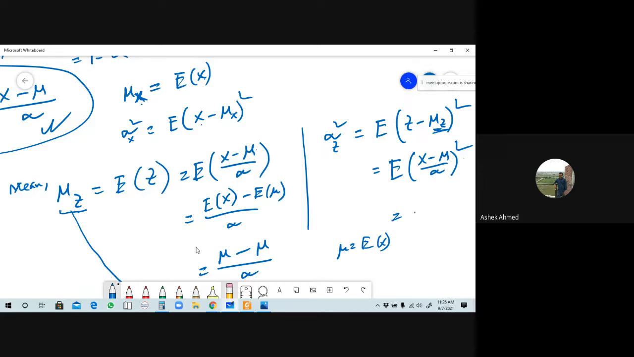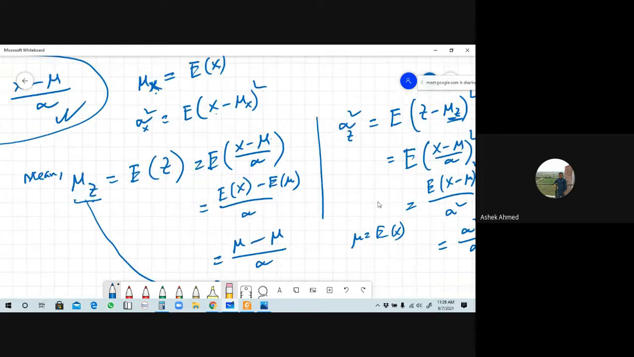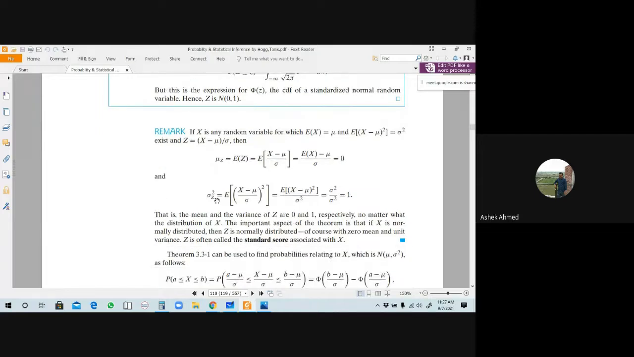Okay, so the new denominator will be sigma square and the numerator will be the expectation of x minus mu whole square. Okay, so from here we can say that the expectation of x minus mu whole square represents a variance, which is denoted by sigma square. Sigma square by sigma square is 1 here. Similarly, we can say that z equals x minus mu by sigma. That is the relationship between the standard normal variable and the normal variable. You have to remember this. Okay, this is given inside the proof.